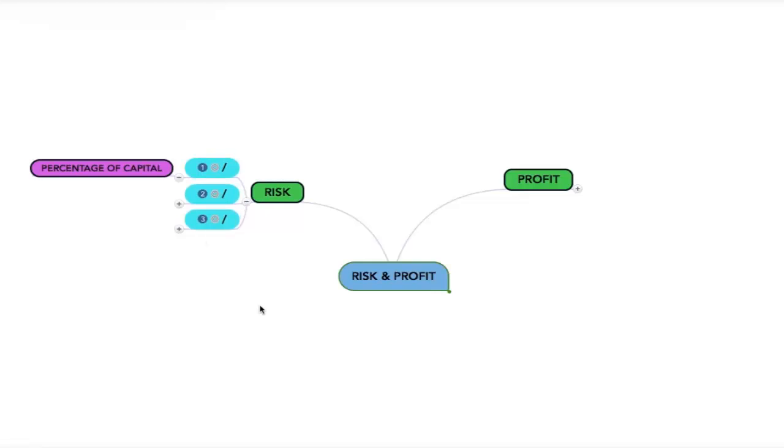The first one is percentage of capital. You have to define what you are ready to lose in terms of percentage of capital. It will give you a better view and better money management. If you have a capital of 10,000 US dollars, for example, you can decide to risk 10%, 20%, or 30% of your capital. And for a beginner, please don't risk more than 10% of your capital.